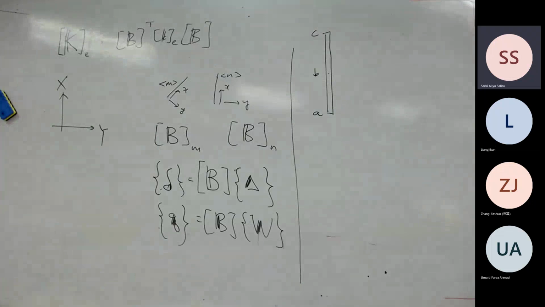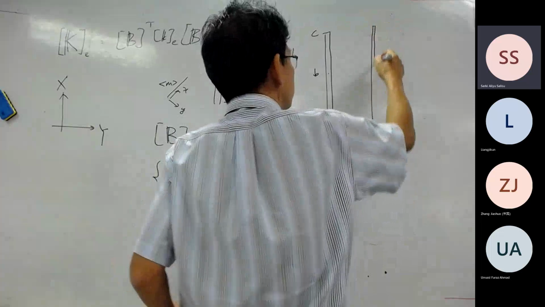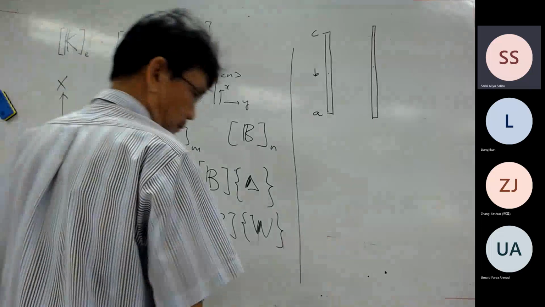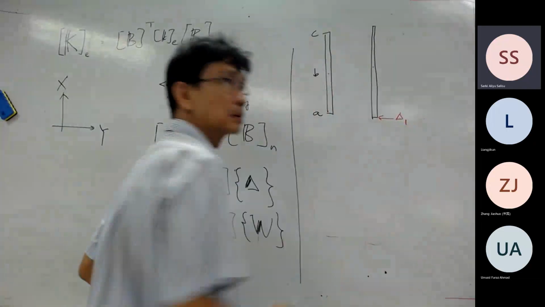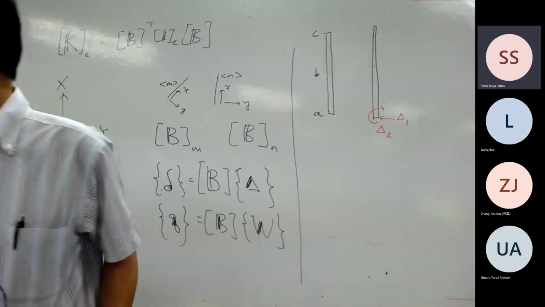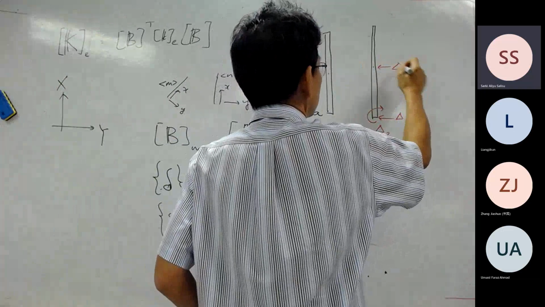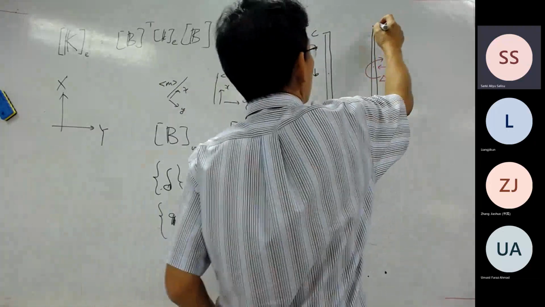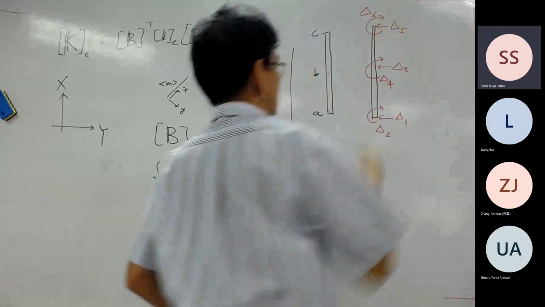On the other side, they cannot see. Or at the center one, there is here. This is delta 1. This is delta 2. And at the mid height here, this is delta 3. This is delta 4. This is delta 5, and this is delta 6.